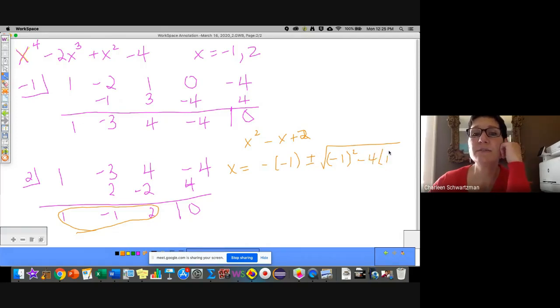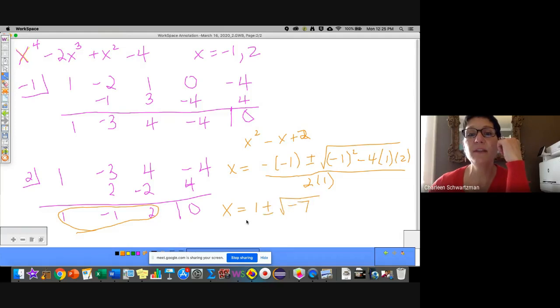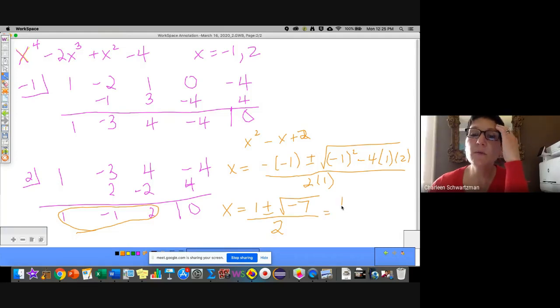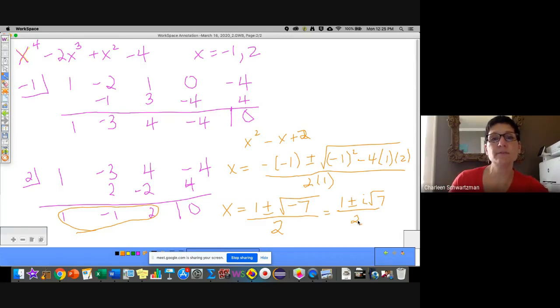So that's 1 times 2, all over your 2 times 1. So we have x is equal to 1 plus or minus the square root. I'm seeing -7 in there. Is that right? Yeah. Okay. Which is going to leave me with 1 plus or minus i times the square root of 7, all over 2. Are we all okay with that? Yes. All right. Now I'm going to ask something super crazy right now.